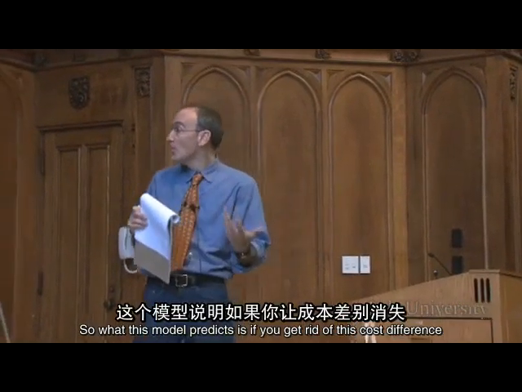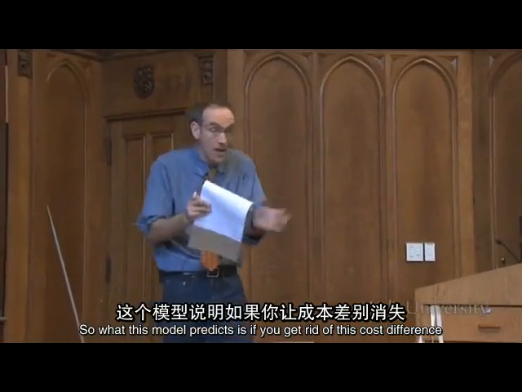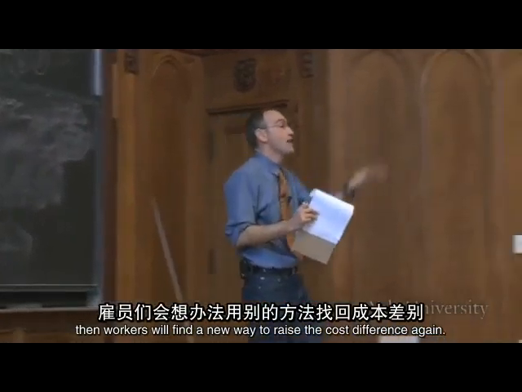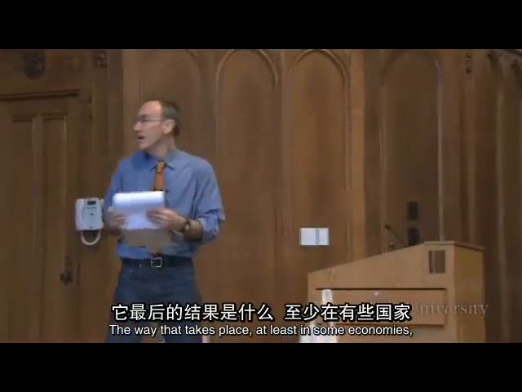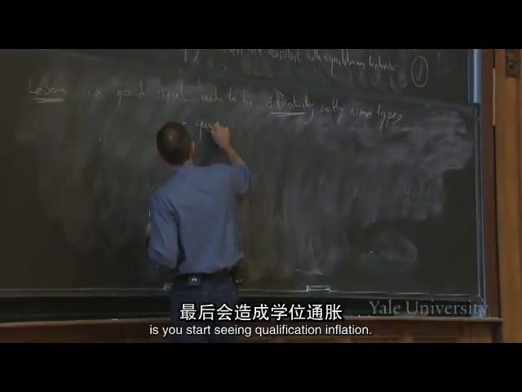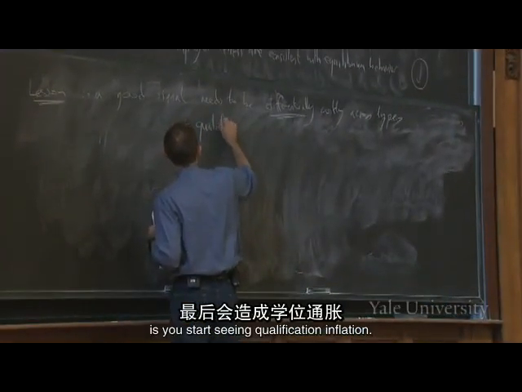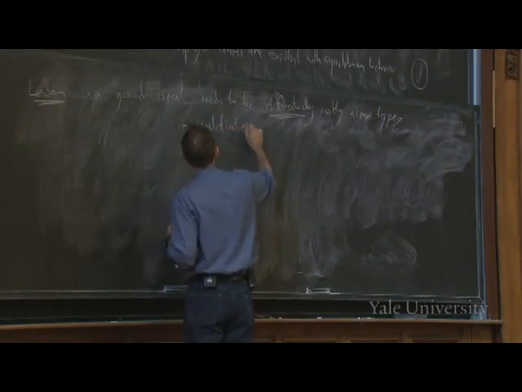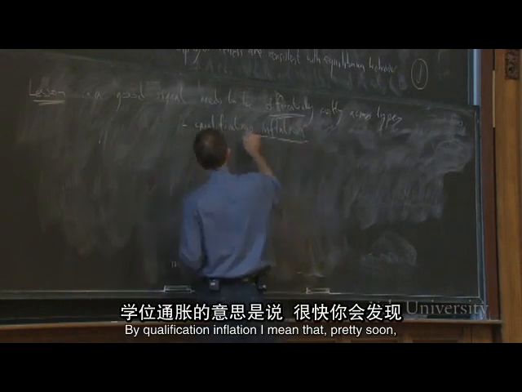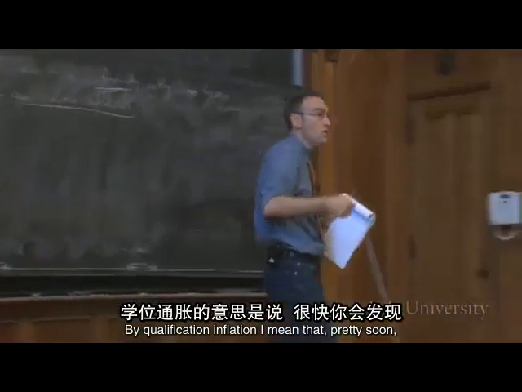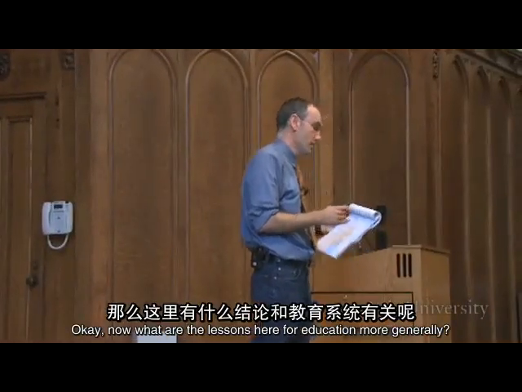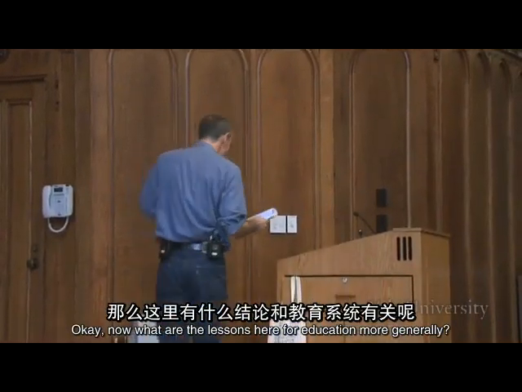All right? So what this model predicts is if you get rid of this cost difference, then workers will find a new way to raise the cost difference again. And the way that takes place, at least in some economies, is you start seeing qualification inflation. And by qualification inflation, I mean that pretty soon, even to drive a dump truck, you need to have a university degree. All right? Okay.